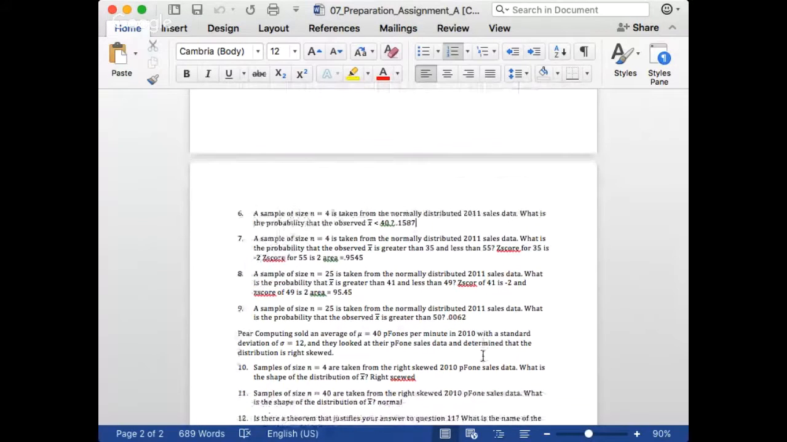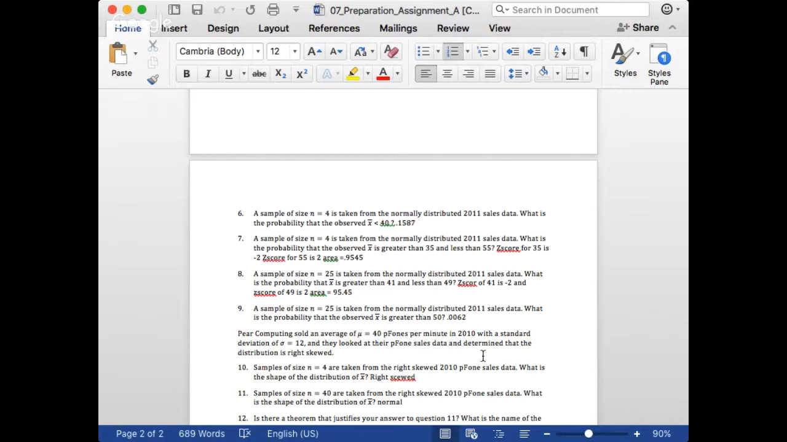Someone want to read the next information box? I can do that. Okay. Pair computing, so an average of mu equals 40 phones per minute in 2010 with a standard deviation of 12. They looked at the P phone sales data and determined that the distribution is right skewed. Sample size n equals 4 are taken from the right skewed 2010 P phone sales data. What is the shape of the distribution of sample means?